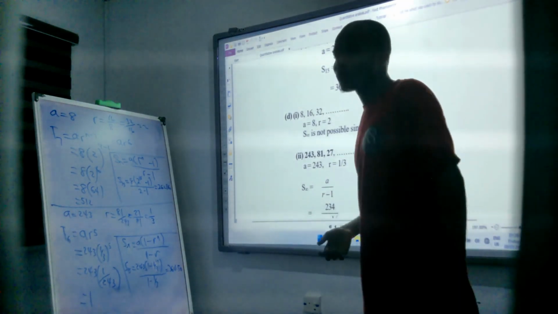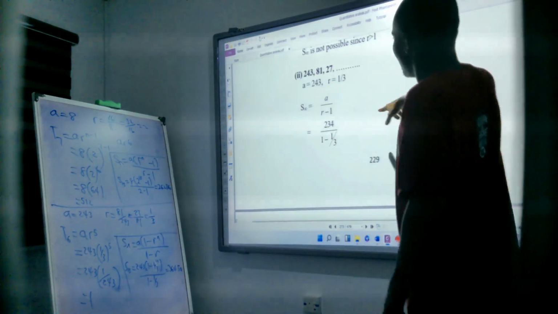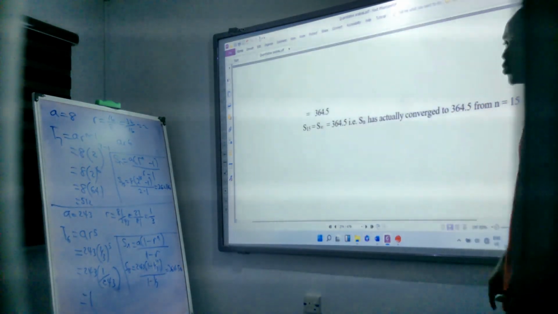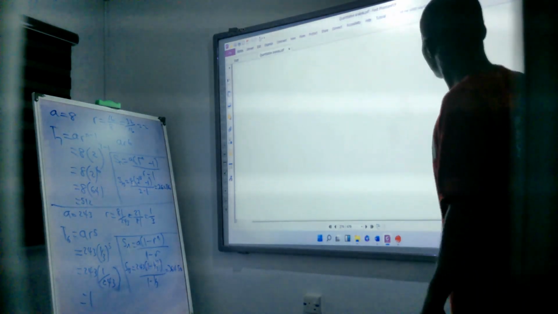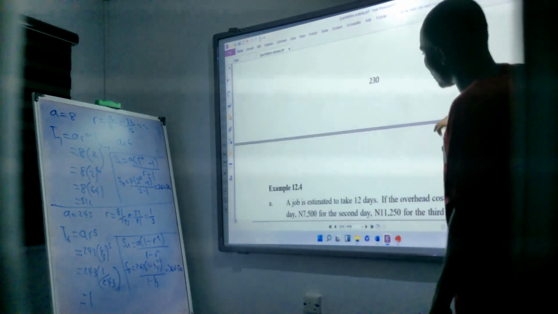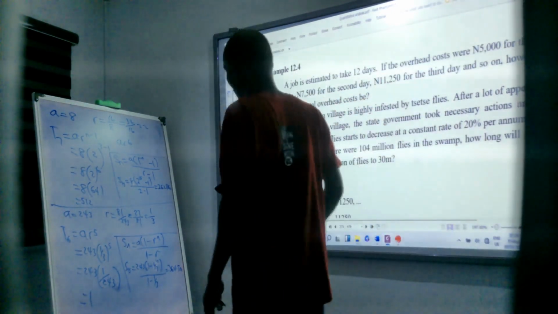Something this is not possible since r is greater than 1. You can see I even solved that. So it's rubbish. It can't be minus 8. So I shouldn't have solved it. So it's rubbish. For here it's possible. So it gives us 364.5. So it's convergent to that. So it's very close to that.